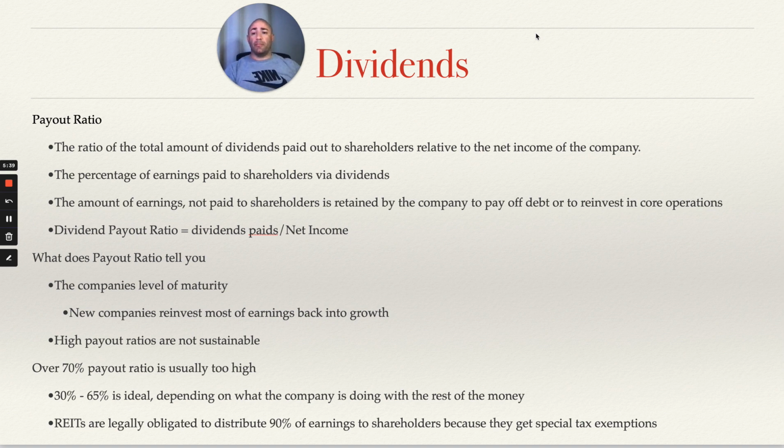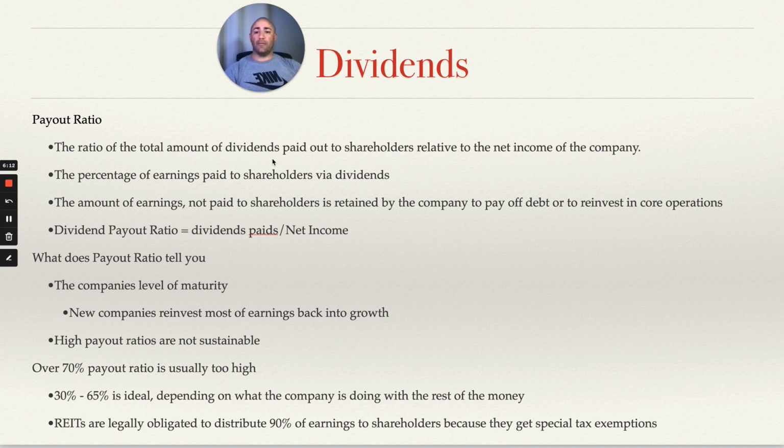So the payout ratio is a big factor in whether a company's dividend is good, because too high a payout ratio tells you that it's unclear how the company is going to reinvest into more growth or expansion or pay off debt and so forth. The payout ratio, just like it says here, is the ratio of the total dividends paid out to shareholders relative to the net income of the company.